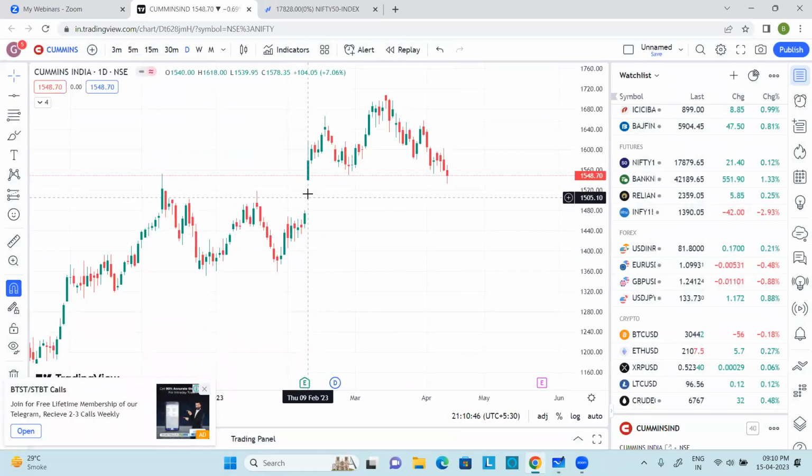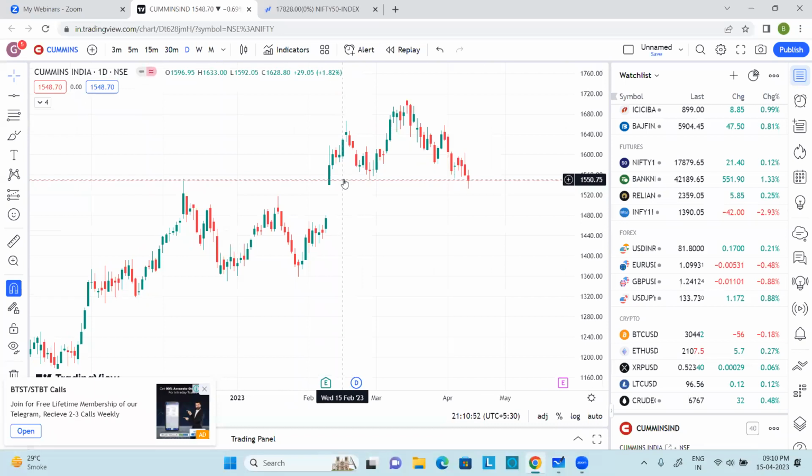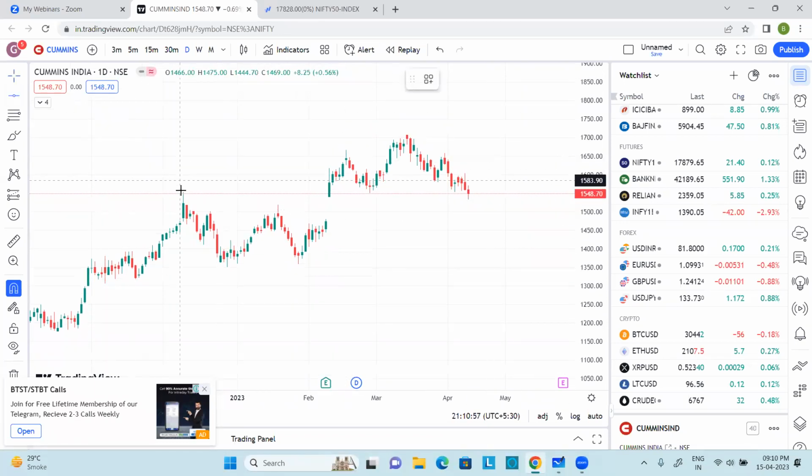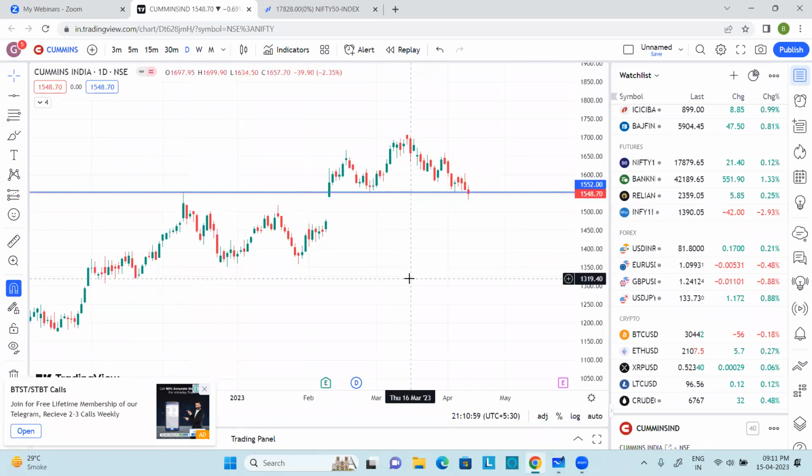Daily chart, February 9th. No, it is not a breakaway. It is not a perfect breakaway, sir. Still, it will work. But here there is a very big stop loss.